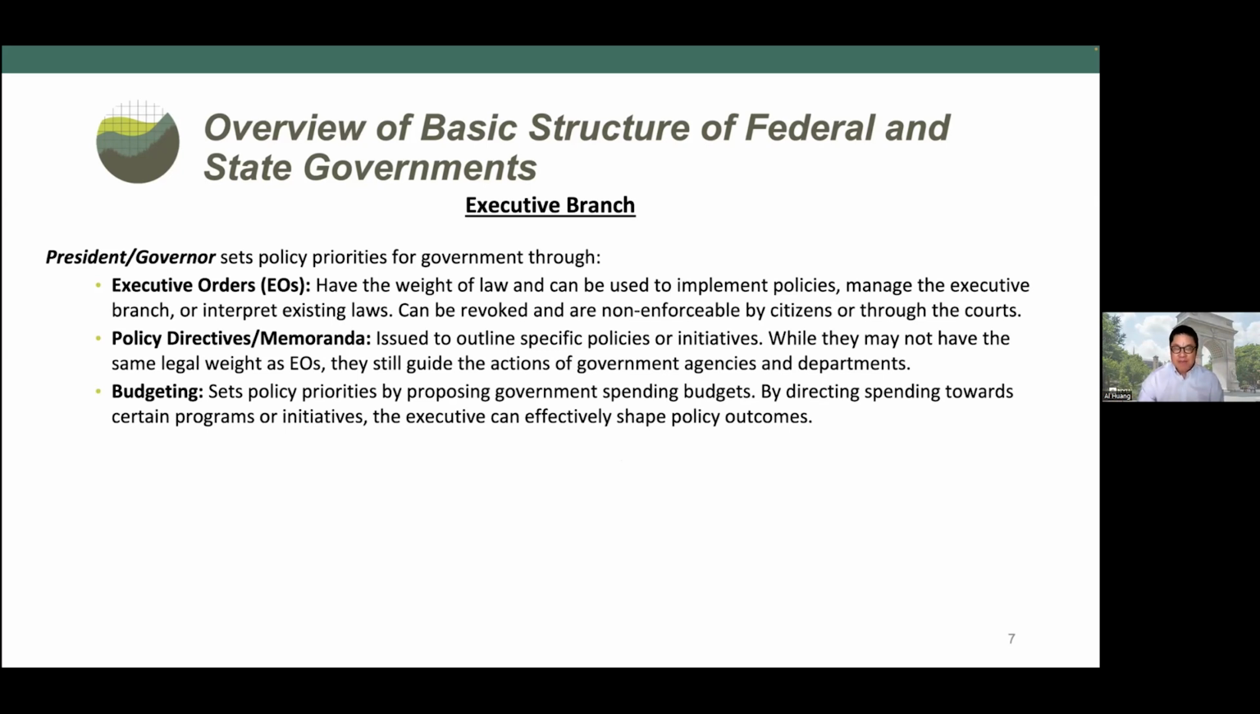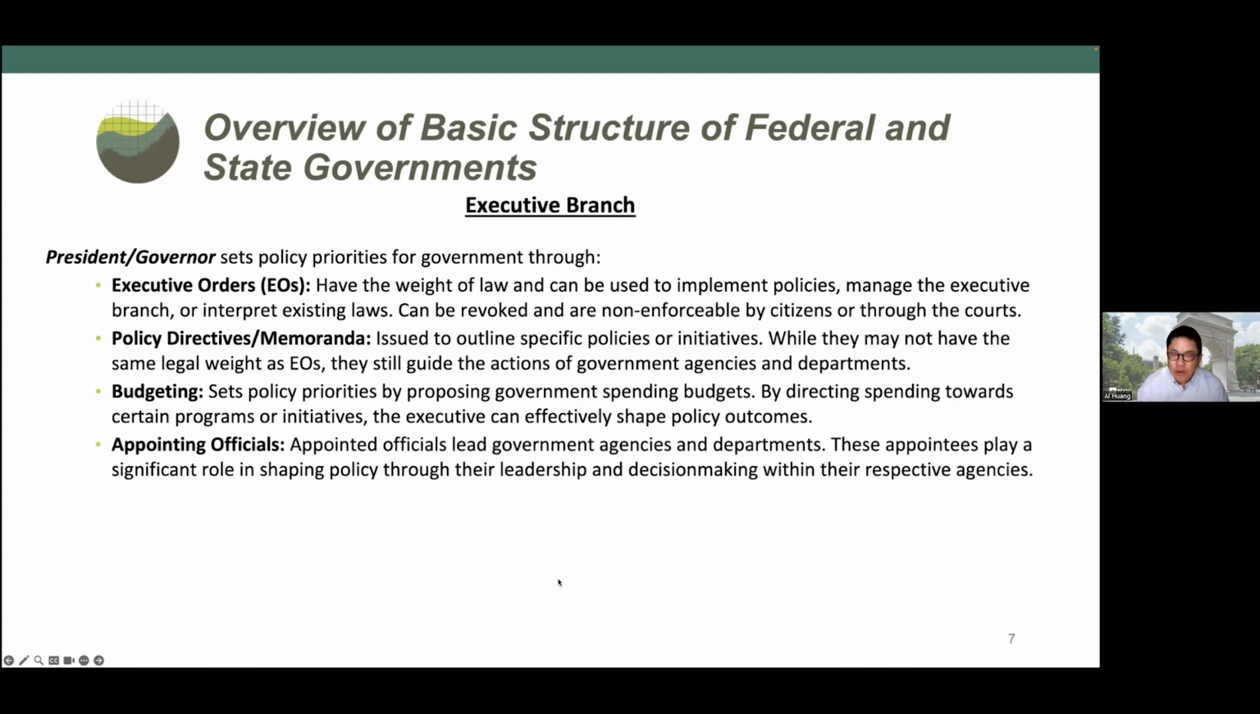So they can set policy priorities by proposing government spending budgets. We'll talk a bit later about the legislative branch's power of the purse to actually approve these budgets. But by proposing budgets, they can decide where they want to direct spending towards certain programs or initiatives, and they can effectively shape policy outcomes. The TCTACs, what we have right now, this is an example of budgeting that the executive branch can carry out and how they can move policy.